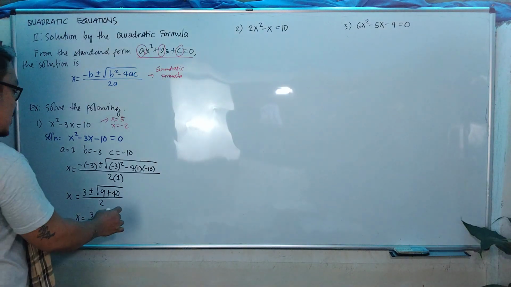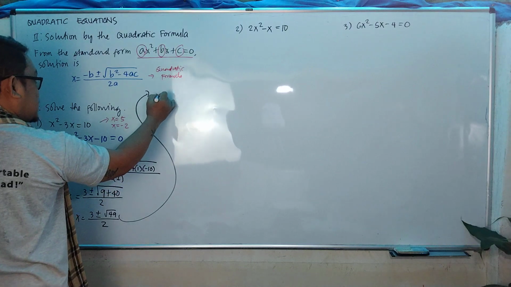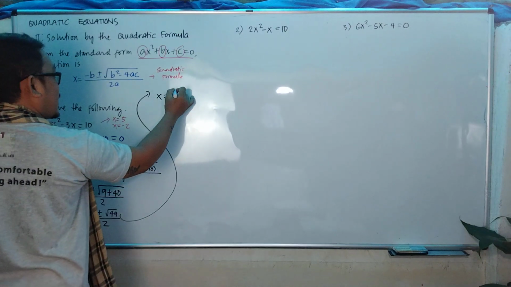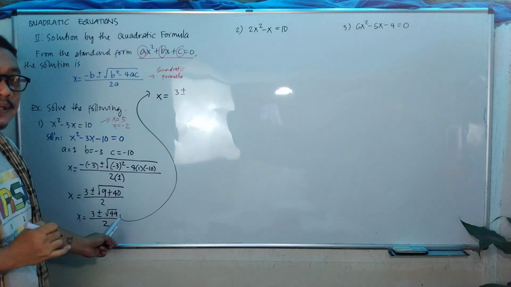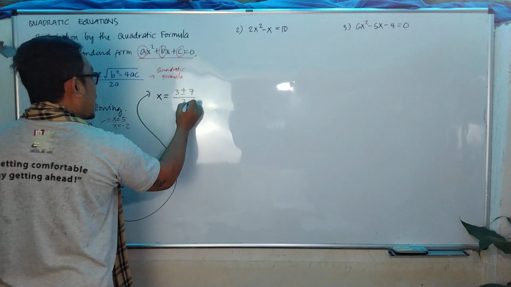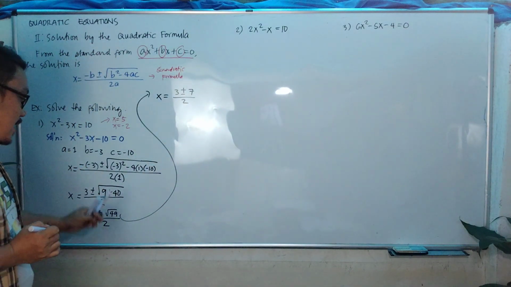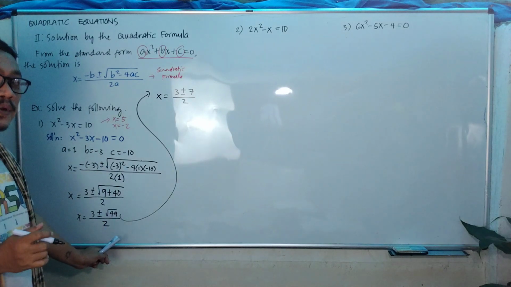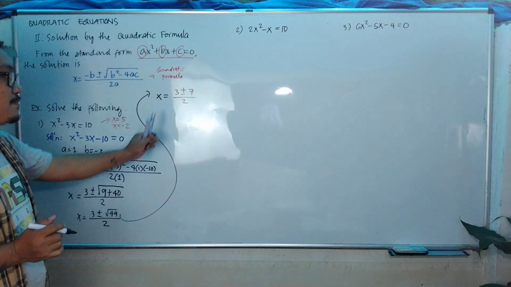Okay? Let's continue. So from here, you have x is equal to 3 plus minus. What is the square root of 49? You have 7. Then you just copy the denominator 2. Then again, we just took the square root of 49, so that is equal to 7. You still copy plus minus.